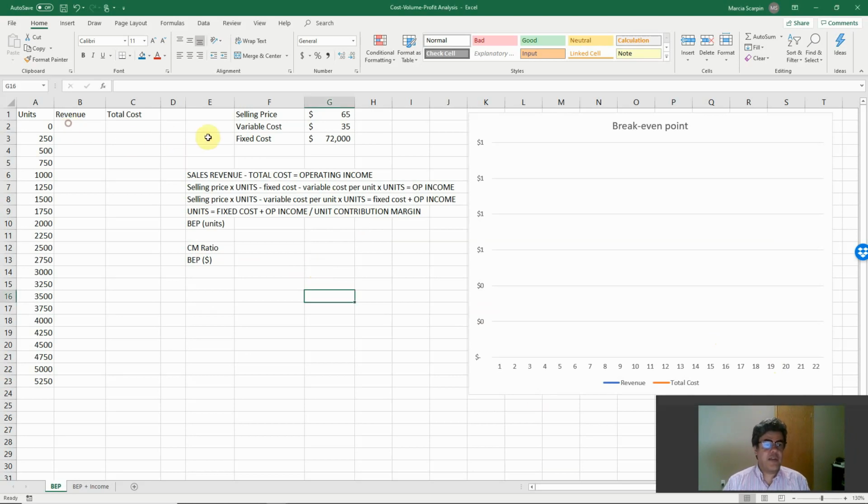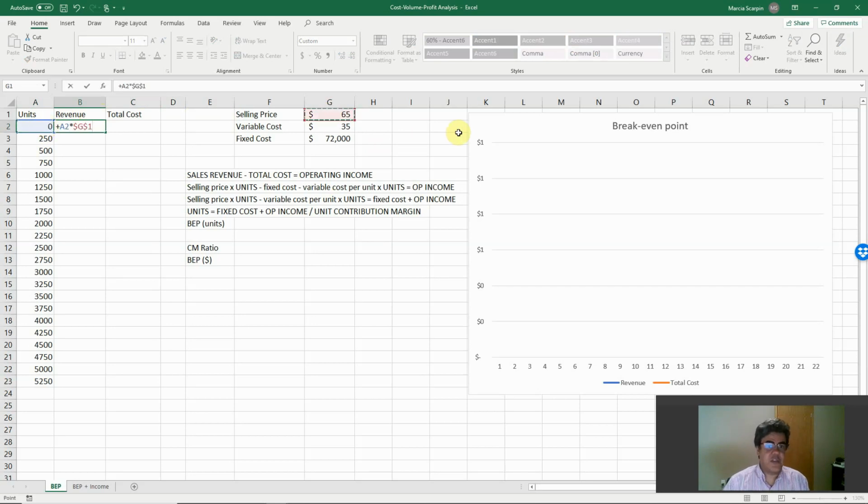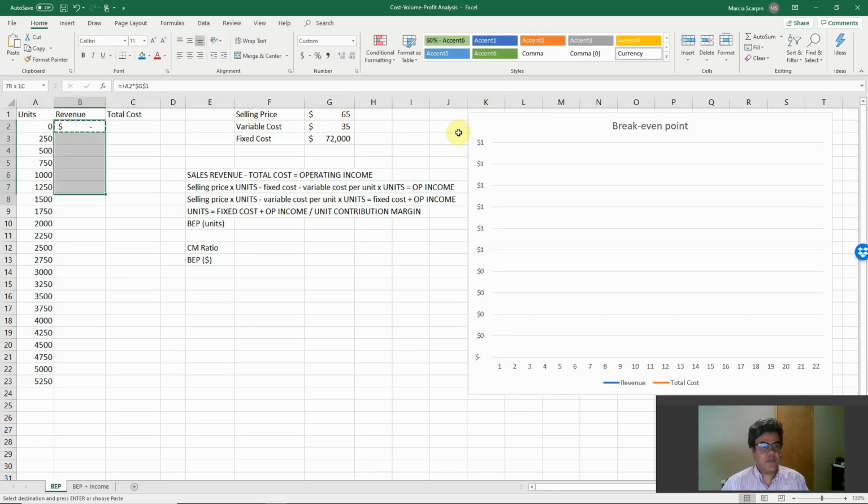So let's do it. Let's consider selling price 65, variable cost, or variable expense, 35, fixed cost, or fixed expense, 72. And then we have a lot of volumes here. So let's create a series for revenue. Revenue when we sell 0 units. It is units times selling price. And let's fix this selling price here. Let's copy and paste.